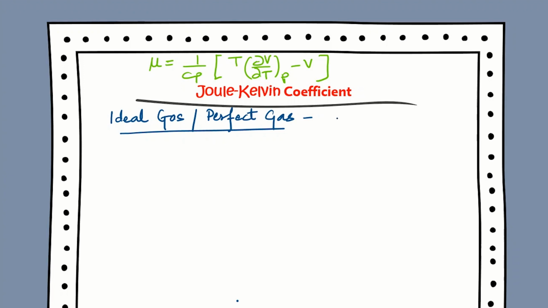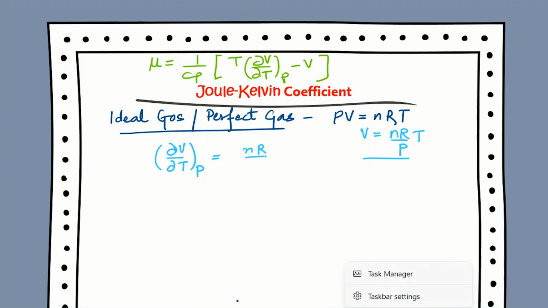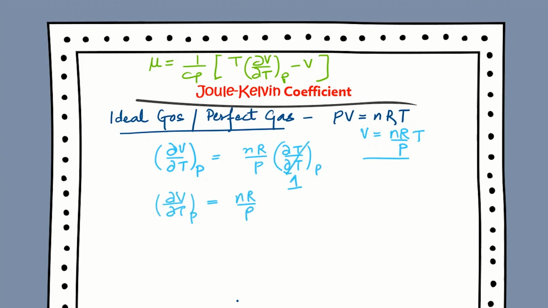And we know the ideal gas equation, this is PV = nRT. We have to find ∂V/∂T at constant pressure. We can rearrange this equation, so V = nRT/P. We can now differentiate this equation with respect to temperature, and we will get nR/P times ∂T/∂T at constant pressure. This will be 1, so this is a constant. This is nR over P. We will put this in this equation of mu.